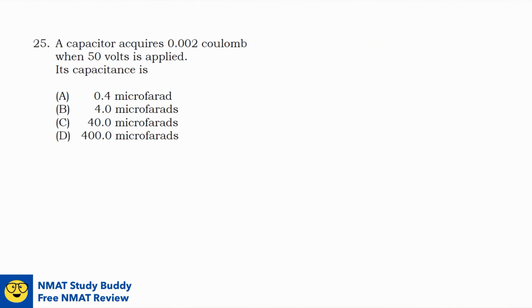Number 25, a capacitor acquires 0.002 coulomb when 50 volts is applied. Its capacitance is blank. So, yung formula for capacitance is C is equal to Q over V. Yung Q is yung charge, yung unit niya is yung coulomb, and then yung V is voltage. So, substitute lang natin yung given.